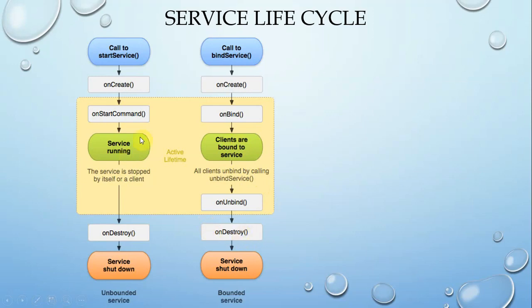But what about the unbound service? It can stop itself or I can also go and stop it. Here, one person cannot decide to stop the service. Rather, all of them who are using that service should stop. Then you can destroy it and the service is shut down. This is called a bounded service. I hope you follow this. These are the life cycles.